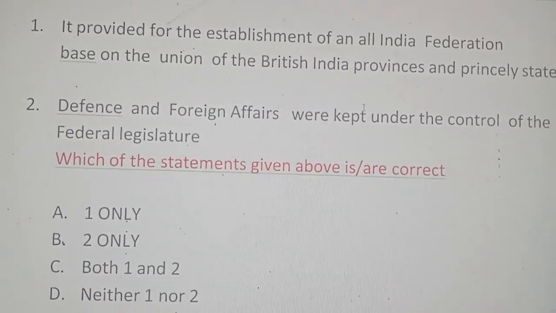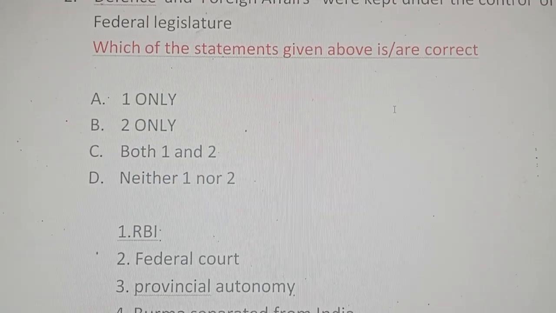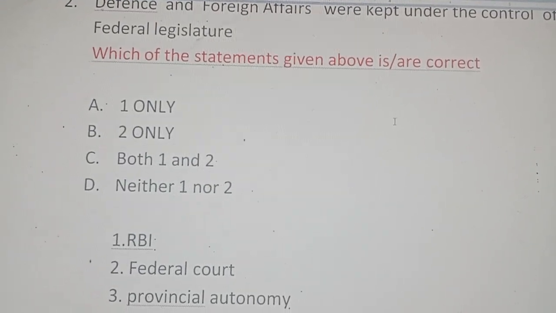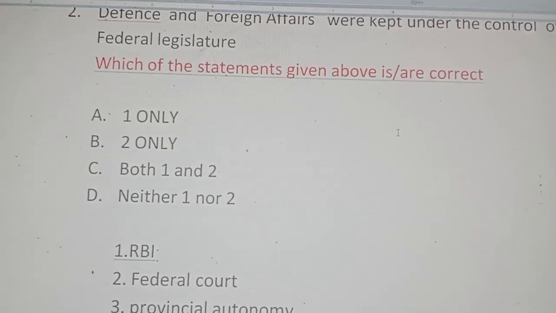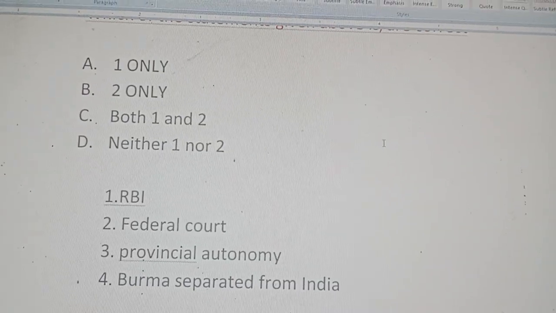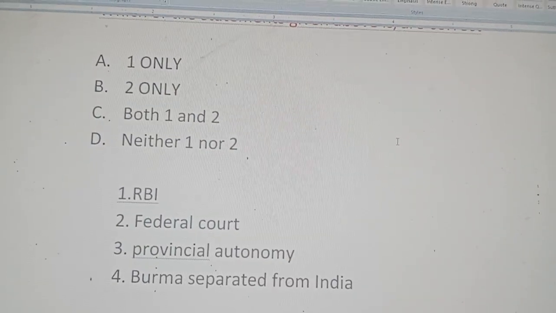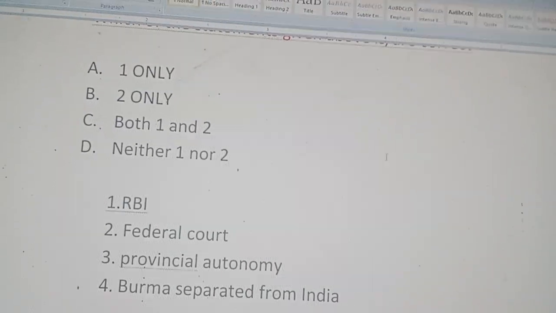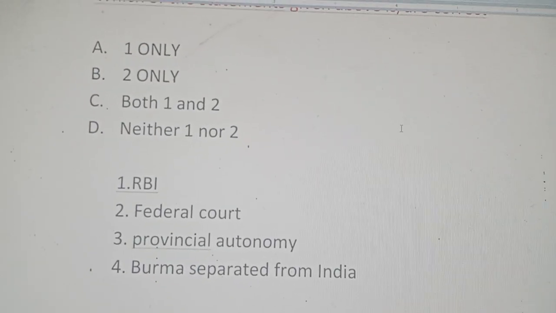Once again, these are the features of this act. The Reserve Bank of India was established by this act. The Federal Court, or Supreme Court, was established by this act. Provincial autonomy was provided by this act. Burma was separated from India. This act allowed Indian leaders to form provincial governments through elections. So these are all the features of this act.